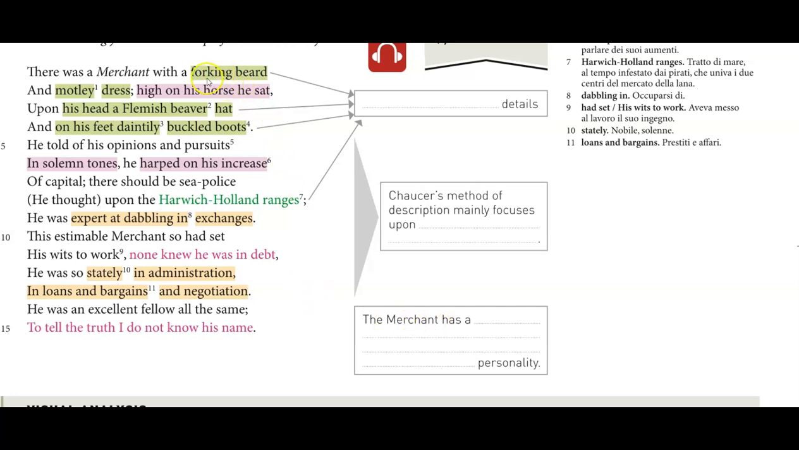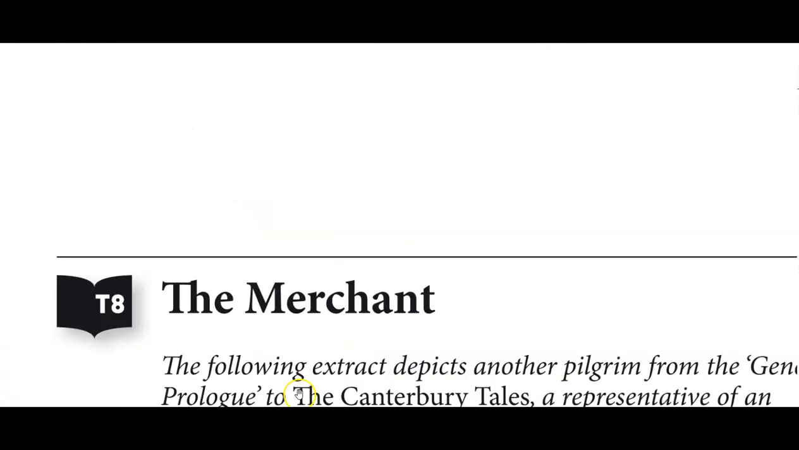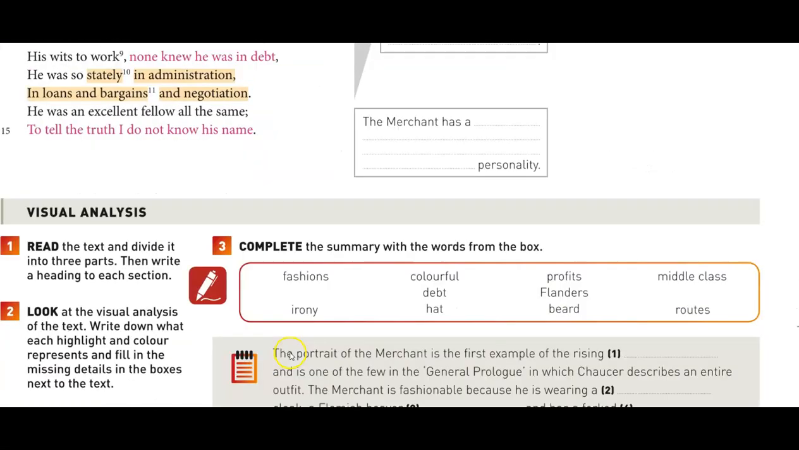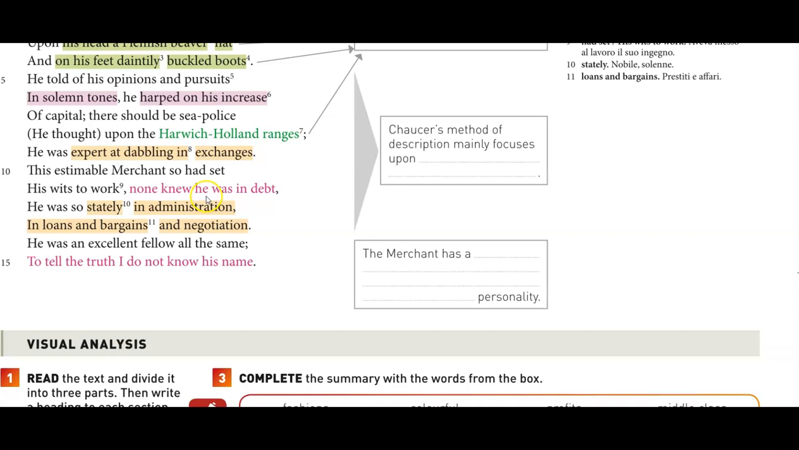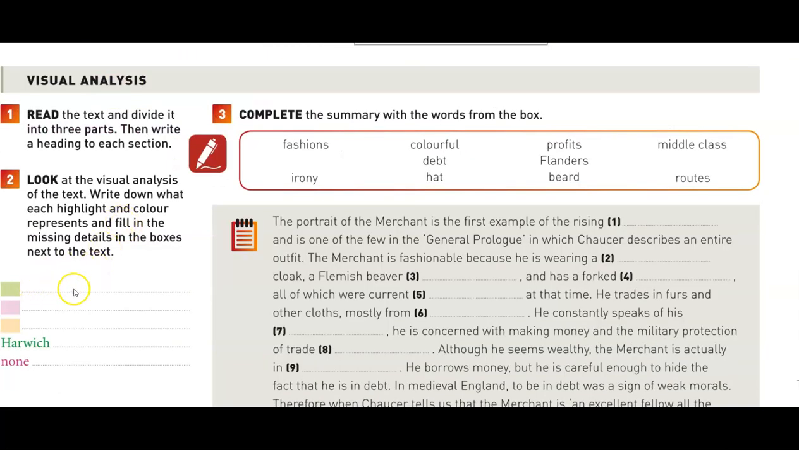Let's see about the colors of the highlighted words. The first color is green. If we go back to the passage, the green words are: forking beard, motley dress, on his head a Flemish beaver hat, on his feet dandy buckled boots. You see that these are all elements of his physical appearance, so you write here: physical appearance.